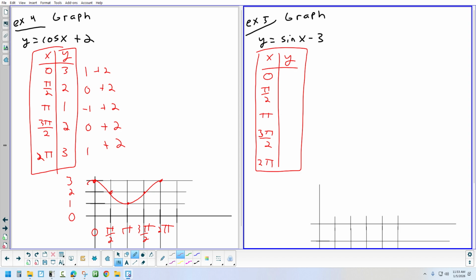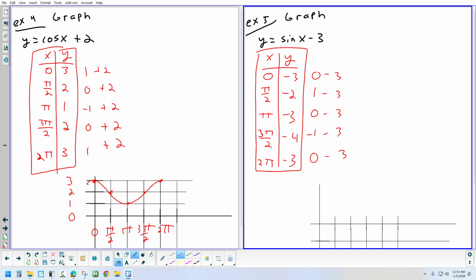Okay, now I need the original y's. What are the y values for sine? Just the original. Caleb? 0, 1, 0, negative 1, 0. Yep. And what are we going to do to all 5 of them? Yep. We're going to subtract 3. So we're going to get 0 minus 3, 1 minus 3, 0 minus 3, negative 1 minus 3, and 0 minus 3.